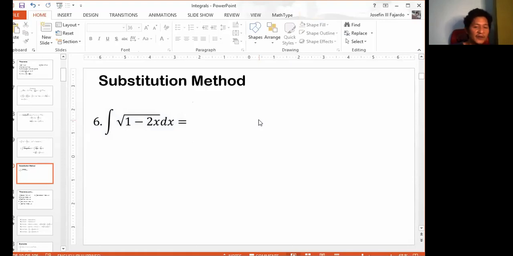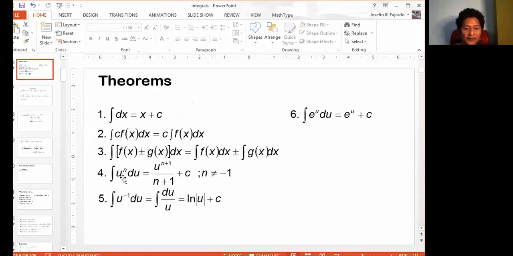So notice our topic for today is the substitution method. So what we can do here is we will use the method of substitution. Literally, ang gagawin natin, magsa-substitute lang tayo. So notice yung rule number 4 natin kanina, let me go back to rule number 4. Di ba? u to the n du. So notice ang base natin dito ay u, ang differential natin ay u.